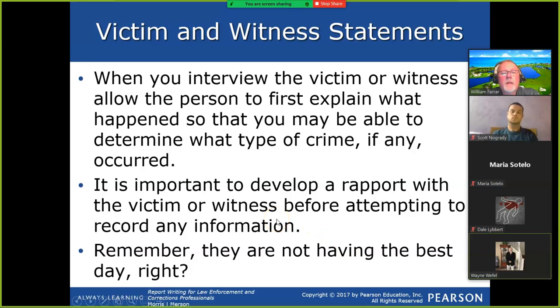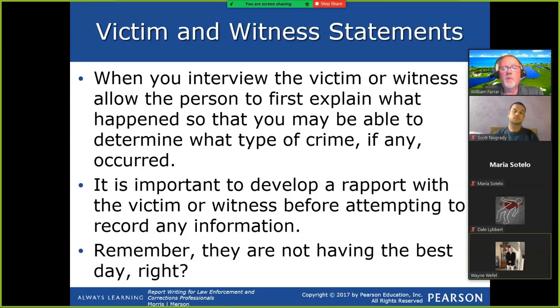So again, remember we're still on the victim and witness part. Super important, especially dealing with a victim and a witness: develop that rapport first with the victim or witness before attempting to record anything. Don't just walk right up to the person, whip out your steno pad or your folder or whatever you're going to use to write with and start writing things down. Give them a chance to air it out for a second.